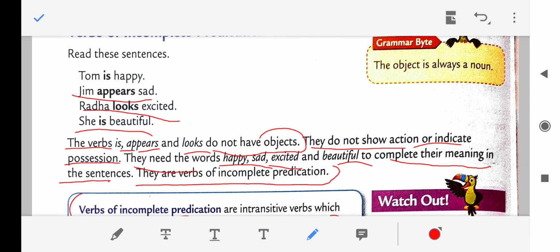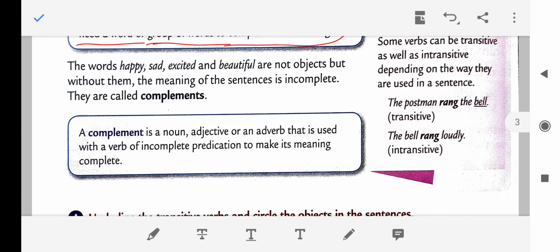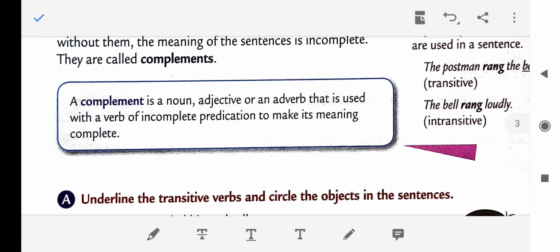So these verbs do not show any kind of action or indicate any kind of possession. Okay, so they need a word or a bunch of words to complete their meaning. So they are the verbs of incomplete predication. Tom is happy. Jim appears sad. Radha looks excited. Now a complement. What is a complement?